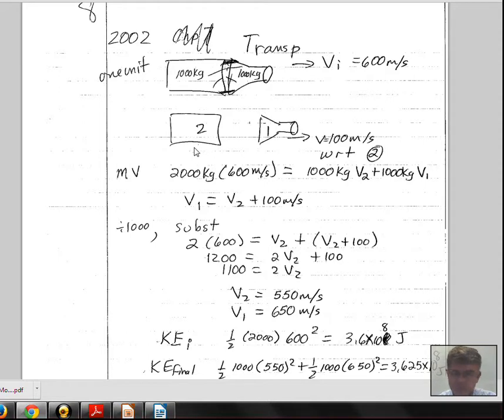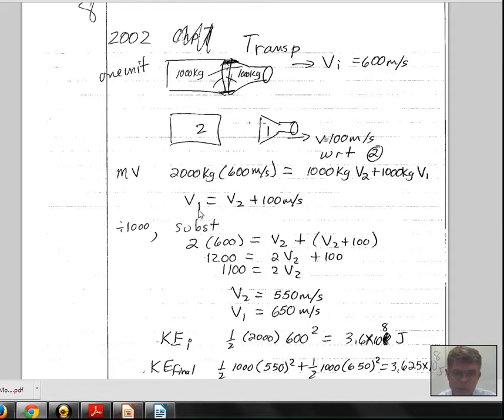No friction. So momentum before the event takes place, the two parts have a total mass of 2,000 kilograms at 600 meters per second. After the event takes place, part number 2 has 1,000 kilograms with velocity 2. Part number 1 has 1,000 kilograms with velocity 1. We can use the relationship on the velocities. Velocity 1 can be replaced with the expression velocity 2 plus 100 meters per second.